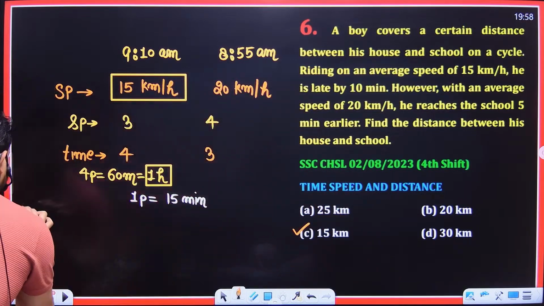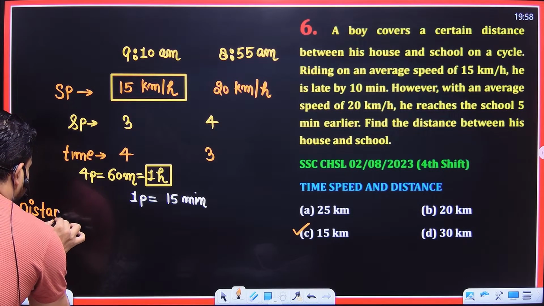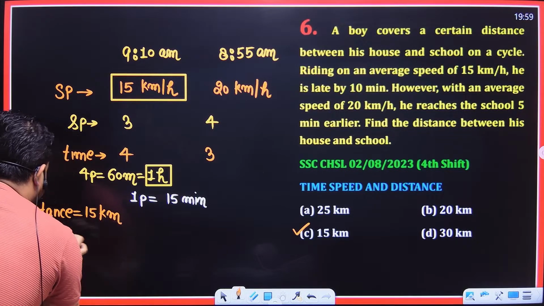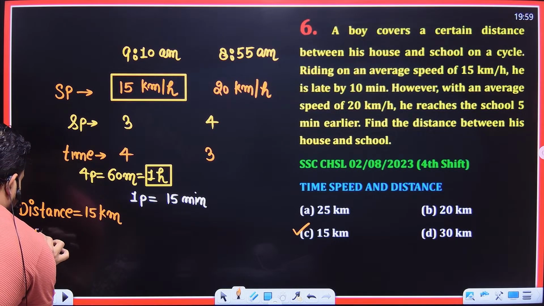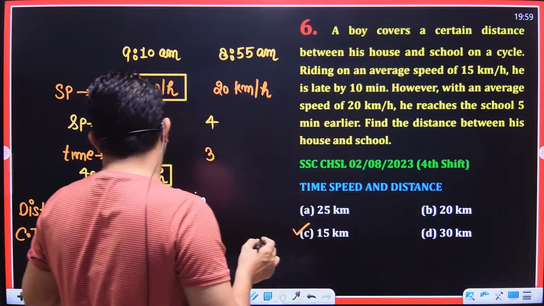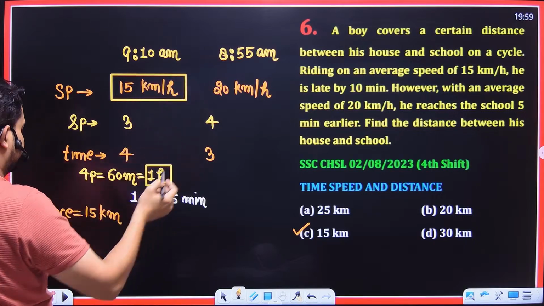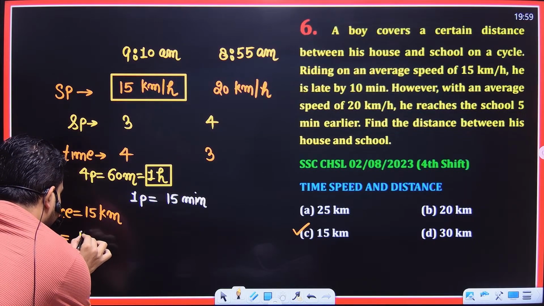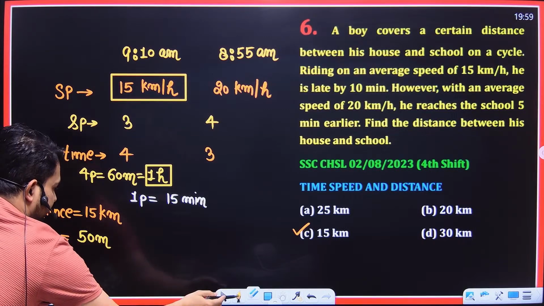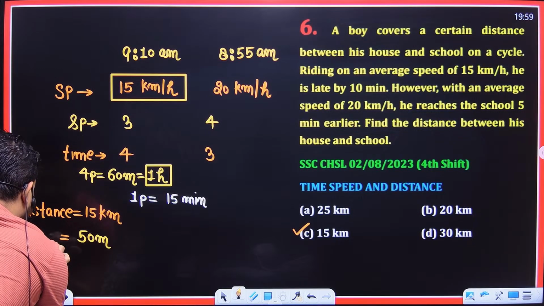I will calculate all three things for you. Distance is equal to 15 kilometer. Then he asked for correct time, CT. Here we have 60 minutes, but in this he is 10 minutes late. So the correct time would be 50 minutes. Why? If you are going somewhere and you take 1 hour and you are 10 minutes late, it means the correct time is 50 minutes.